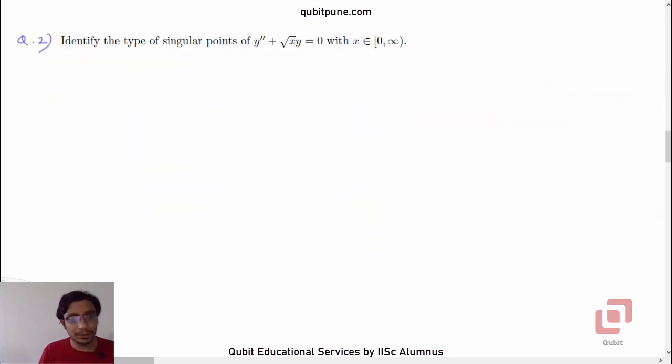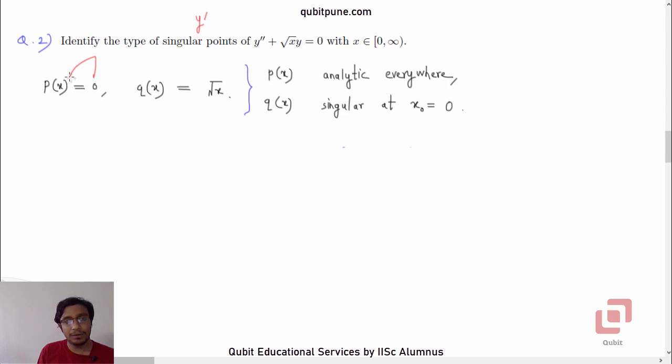Question 2. Identify the type of singular points of the differential equation y double prime plus root of x into y equal to 0, with x non-negative. Now here the coefficient of y double prime is 1, so there is no need to perform any kind of division. Also there is no term containing the derivative y prime, so we may assume that p of x is 0 and q of x is root x. Now p of x being a constant function, it is analytic everywhere.